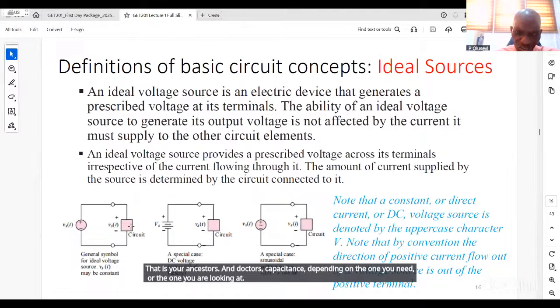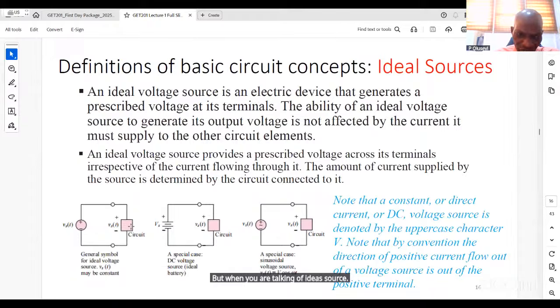But when you are talking of an ideal source, you can see the general symbol for an ideal source represented by Vs of t. Vs means ideal voltage source, and it has plus and minus at both terminals. You can represent it for AC: when you are representing voltage in AC, you will have it as a bubble.